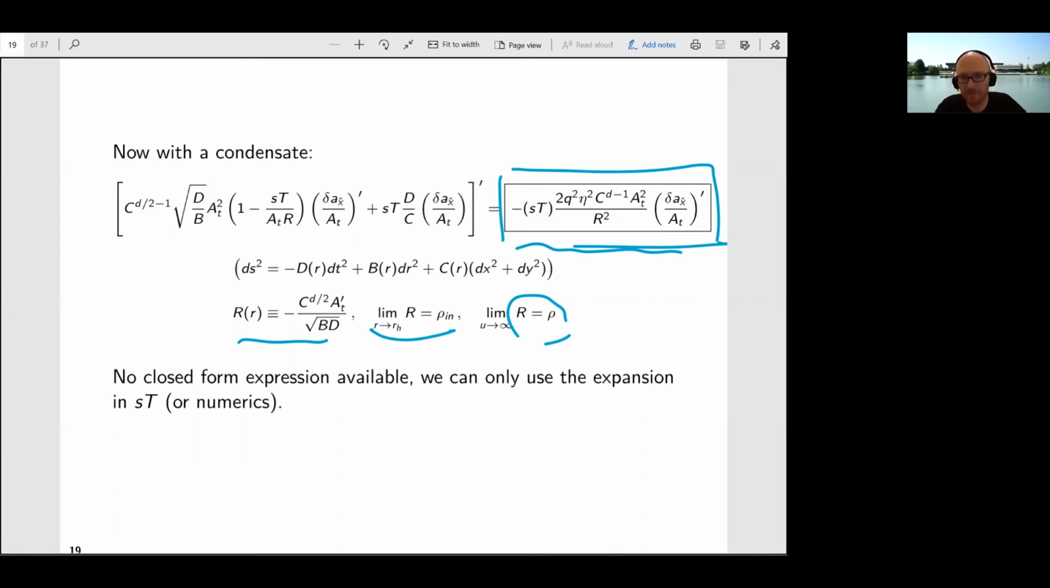So we'll do both. Blaise, what is eta? Yeah, eta is the condensate. It's the complex scalar, the modulus of the complex scalar.